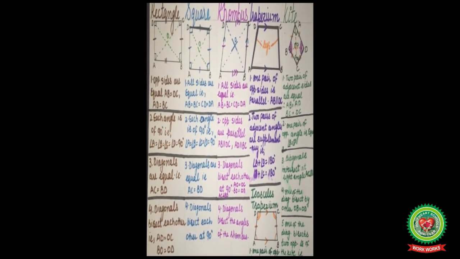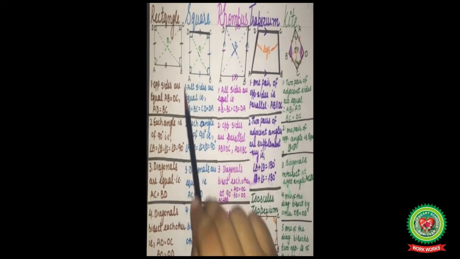The next type of quadrilateral is a square. Now, what is a square? In a square, all sides are equal. That is, AB will be equal to BC, equal to CD, equal to DA. And in a square, each angle is of 90 degrees. That is, angle A equal to angle B equal to angle C equal to angle D equal to 90 degrees.